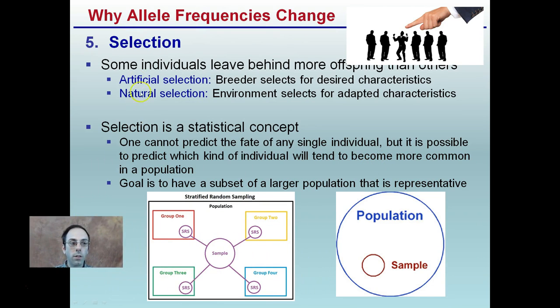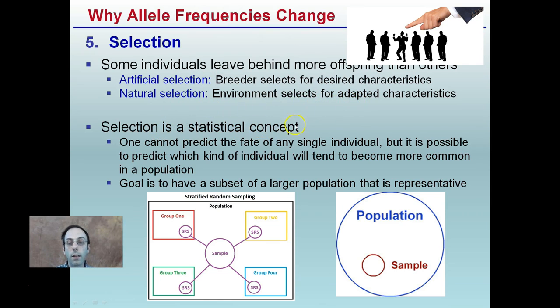Last portion of selection here is the selection process. Some individuals leave behind more offspring than others. Artificial selection is when breeders select desired characteristics, and natural selection is the environment selecting for that.